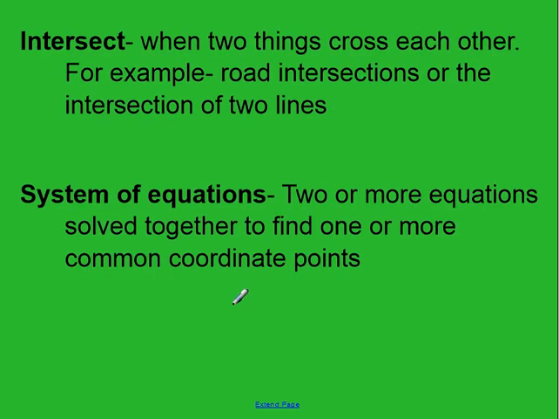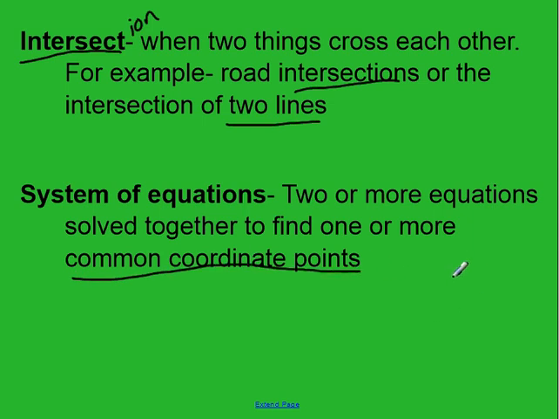So a couple vocabulary things we need to get out of the way. First, we need to know what an intersect or an intersection is. An intersection is when two things cross each other. You know that when roads cross each other, it is an intersection of two roads. You can also have an intersection of two lines. Also, we need to know what a system of equations is in the first place before we can solve them. So when you have two or more equations and you solve them together to find a common coordinate point.